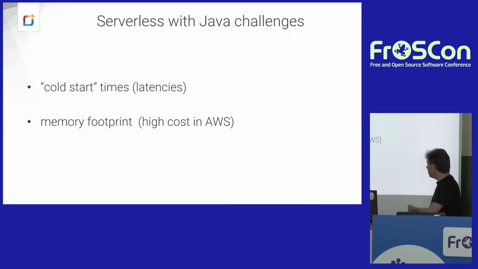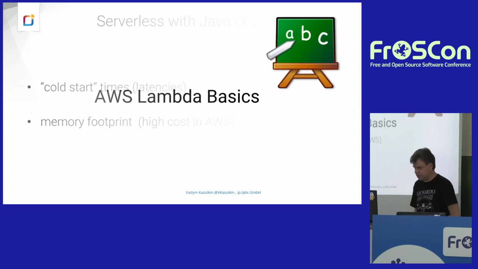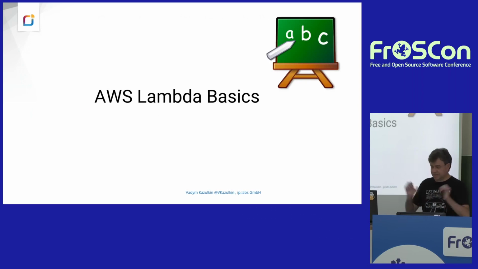The first is the cold start times, which are quite large, and that means latencies in some cases. The second is a bigger memory footprint, which in the AWS serverless world means higher costs. These are two factors that may be prohibitive, and we will look into them and how to deal with them. As many haven't worked with AWS, I will go over the basics.